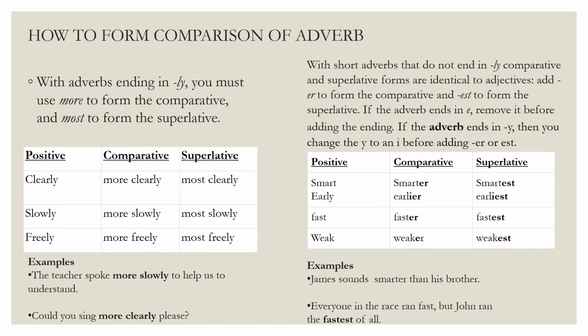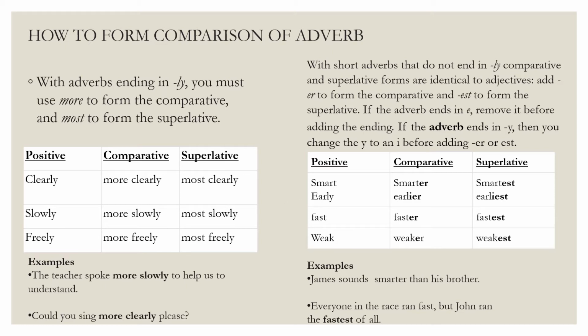So the second rule states that with short adverbs that do not end in ly, comparative and superlative forms are identical to adjectives. We simply add er to form the comparative and est to form the superlative. So if the adverb ends in e, we remove it. You remove the e before adding the ending. And if the adverb ends in y, then you change the y to an i before adding er or est.